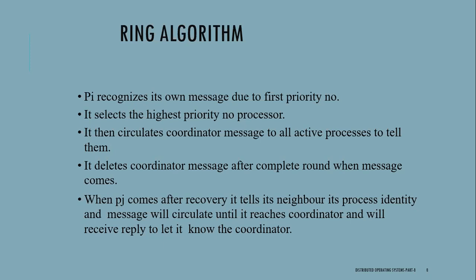At each step, the sender adds its own process number to the list in the message. Finally, the message gets back to the process that started it all. That process recognizes this event when it receives an incoming message containing its own process number. At that point, the message type is changed to coordinator and circulated once again, this time to inform everyone else who the coordinator is and who the members of the new ring are. When this message has circulated once, it is removed and everyone will go back to work.